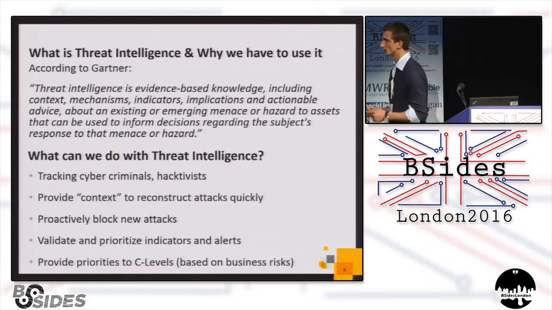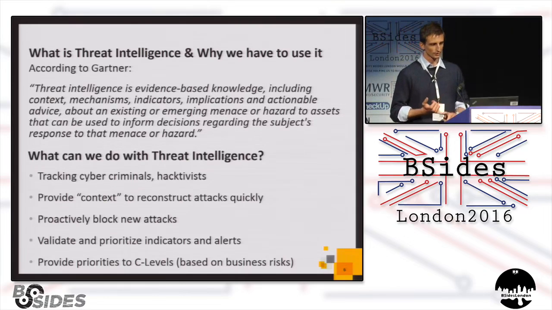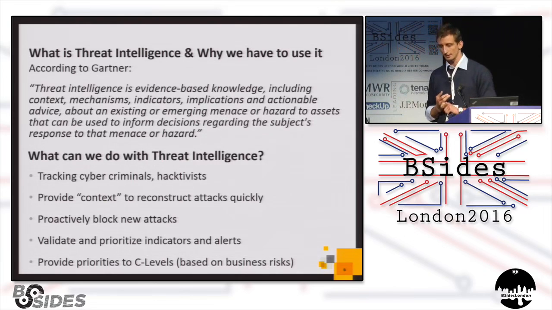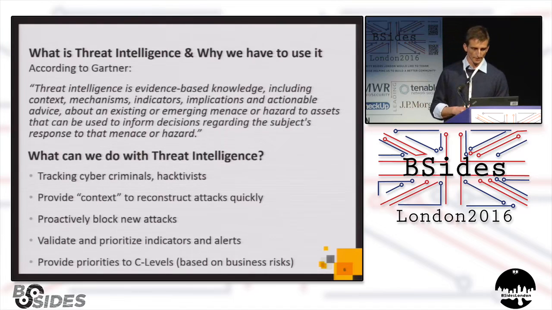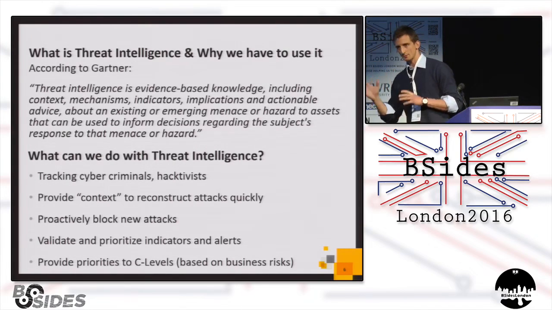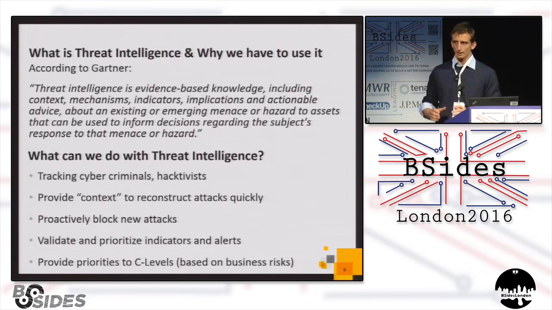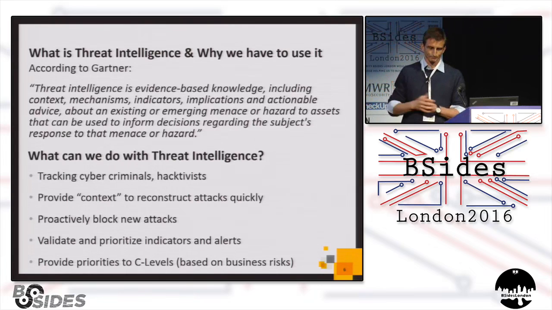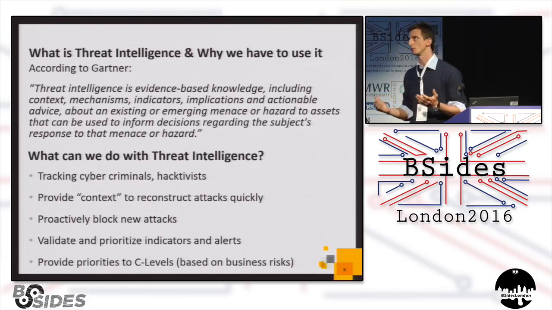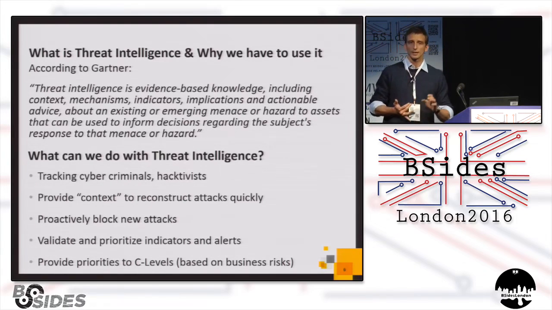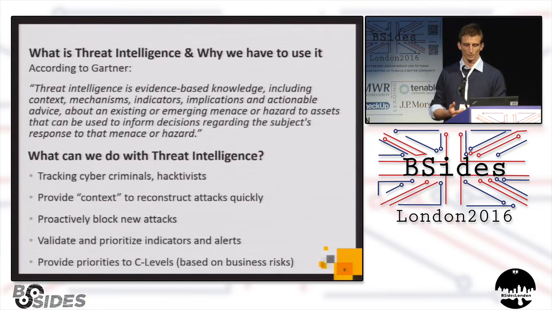What can you do with threat intelligence? You can do attack investigations, so you can track down cyber criminals. You can provide a context to reconstruct the attack quickly. So if you are an incident responder, you can use threat intelligence to identify new domains that the malware can use, or the IPs, or any file that has been created by the malware. You can proactively block new attacks, and of course, you can prioritize specific alerts in your systems. And if you can provide these alerts to your C-levels, they might be able to make business decisions. For example, they can invest money for training, they can invest money for new products, and so on.